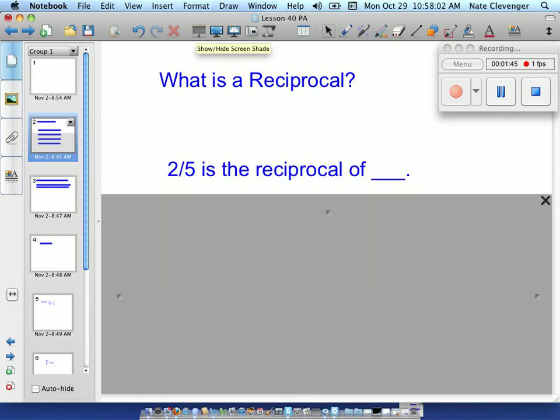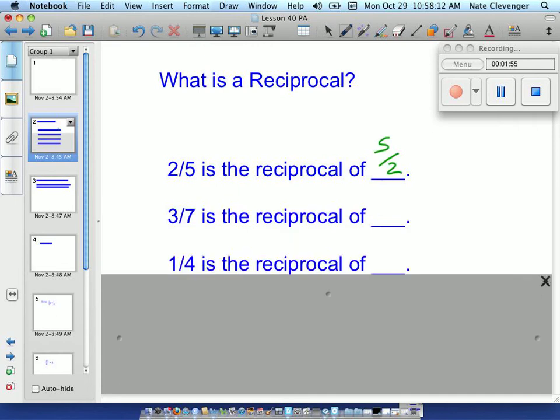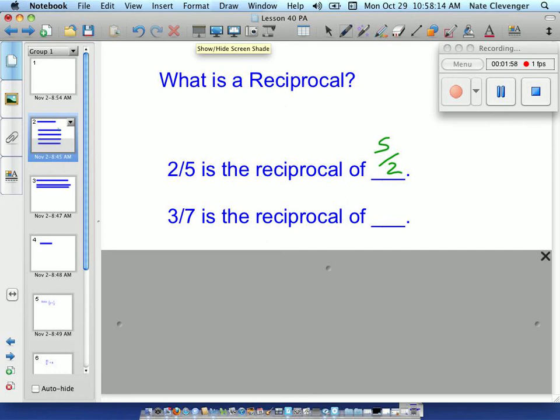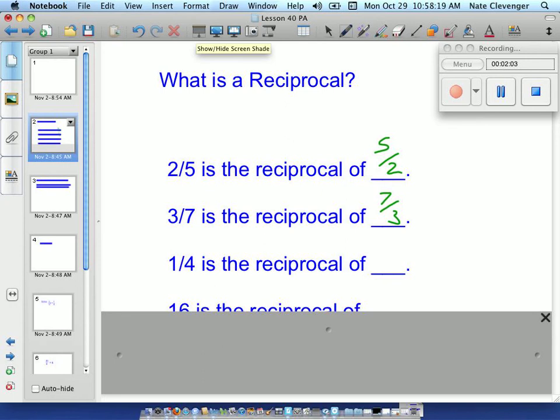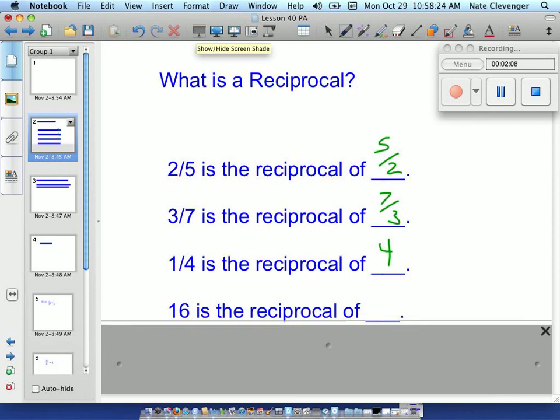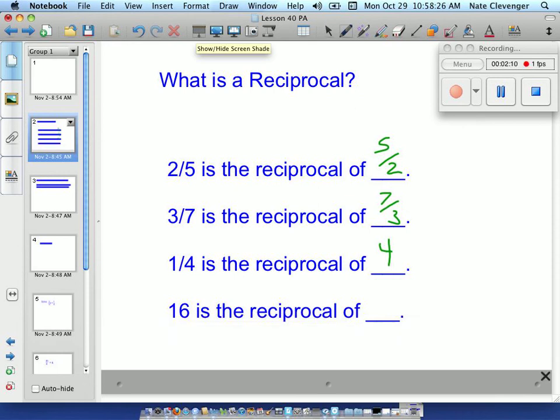Okay, so 2/5 is the reciprocal of what? 5 over 2. Okay. 3/7 is the reciprocal of 7 over 3. 1/4 is the reciprocal of 4 over 1, which is just 4. And 16 is 16 over 1, and the reciprocal of that would be 1 over 16. Okay.